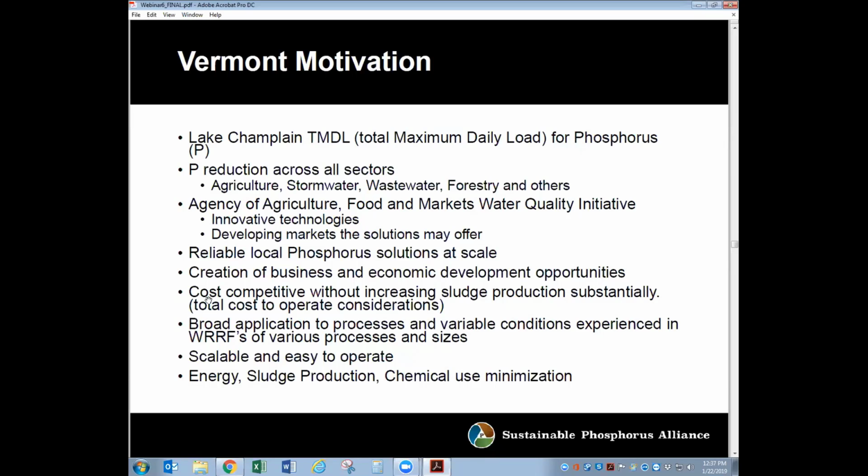We are also saddled with a 40% reduction within the stormwater system to comply with this TMDL. So in looking at this, we needed something that was cost competitive. It had to have broad application for the various size wastewater facilities in this area, and it had to be scalable and easy to operate.